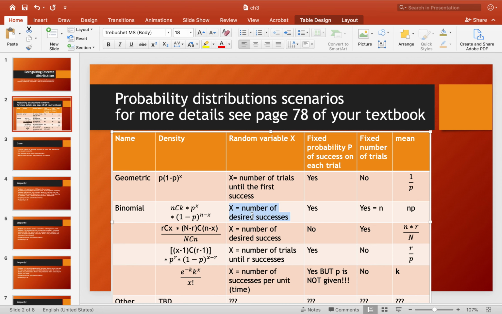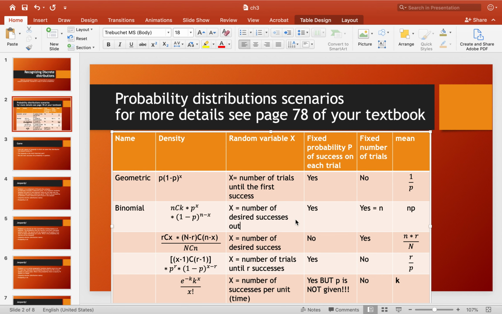Here it's the number of desired successes out of n. The out of n was left off, and it commonly is, so it's out of n trials.